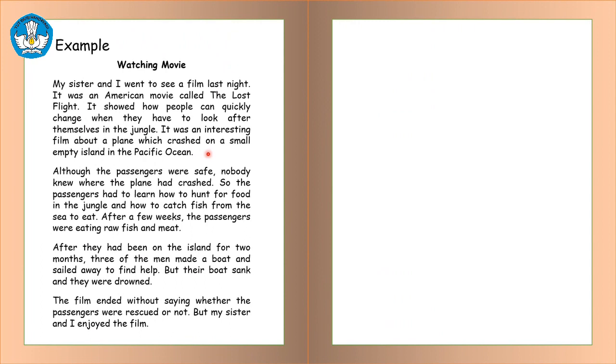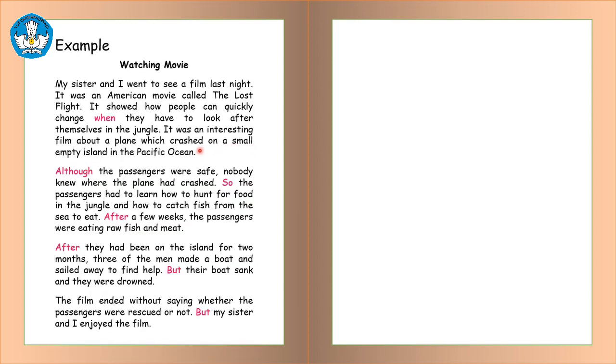So, what do you think? Can you notice the conjunctions in that paragraph? Definitely yes. There are some conjunctions in the paragraph. Let's see the first paragraph. There is one conjunction. It is when. In the second paragraph, we can see there are three conjunctions. They are although, so, after. In the third, yes, there are two conjunctions: after, but. For the last one, there is one conjunction. It is but.